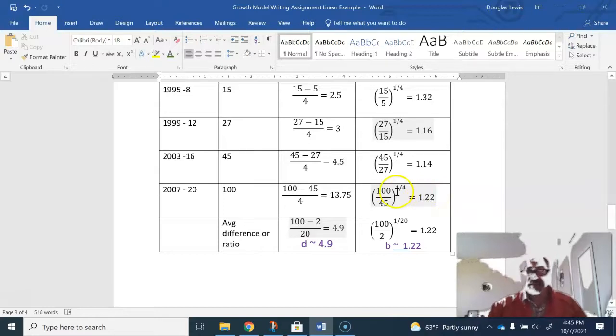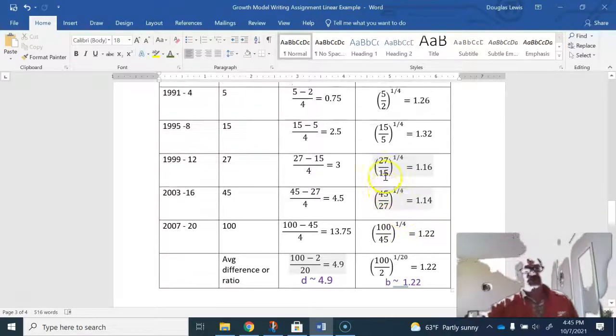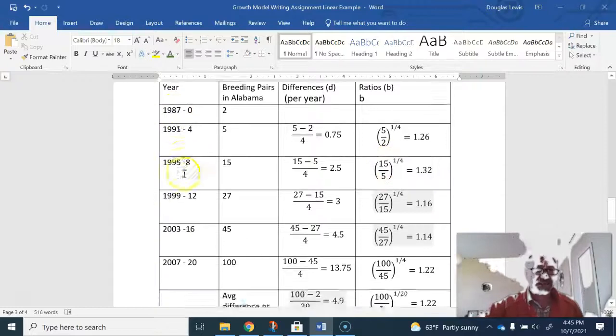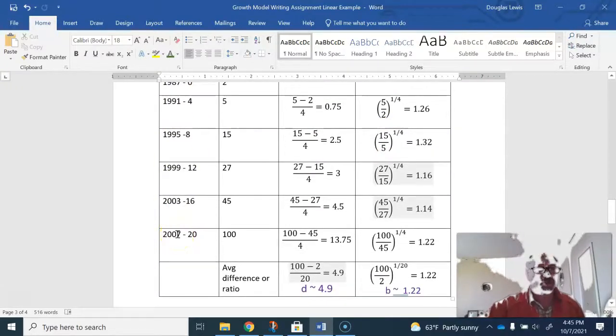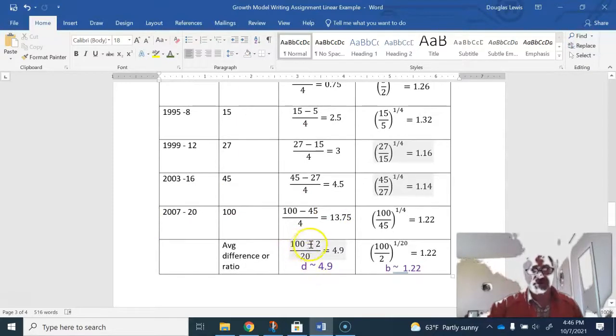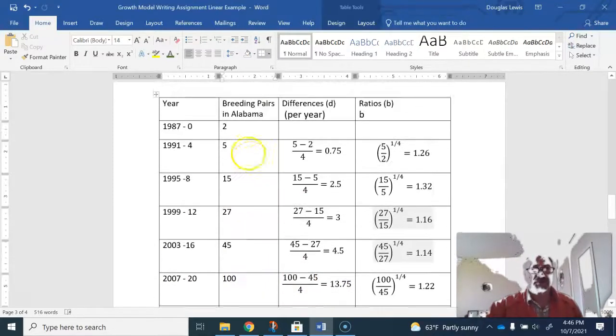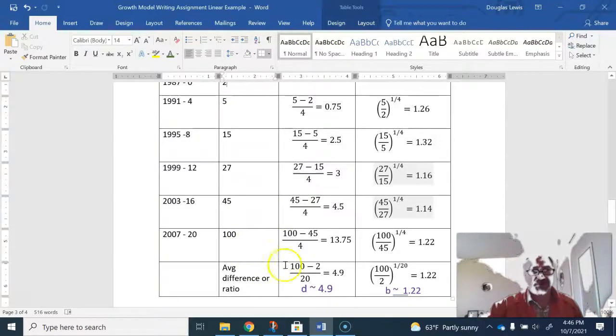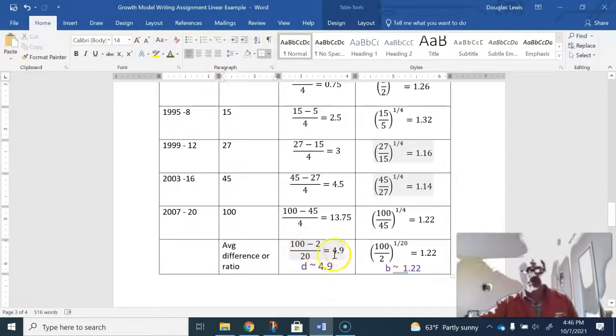And lastly, to find the overall, since this was from 1987 to 2007, that is 20 years. So for the average difference, I put 100 minus 2, the difference in the y's over the difference in the x's, which is 20 minus 0. So that was a 20-year span. That was an average of 4.9.